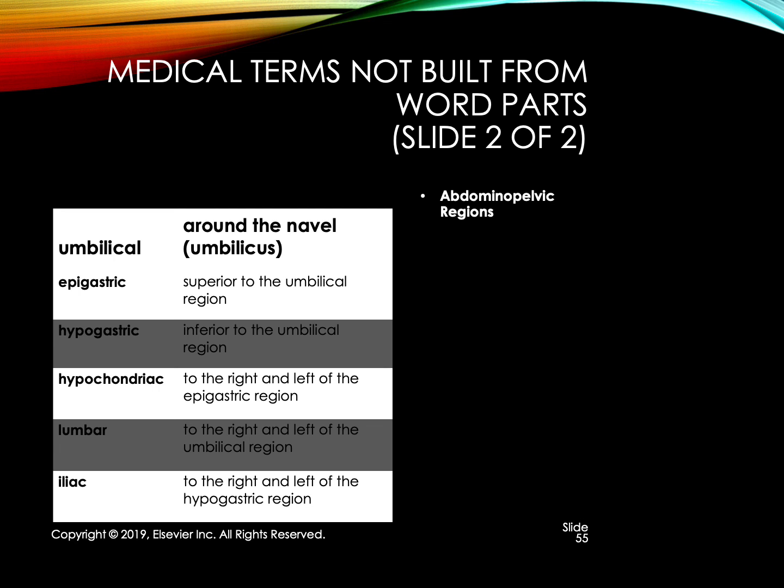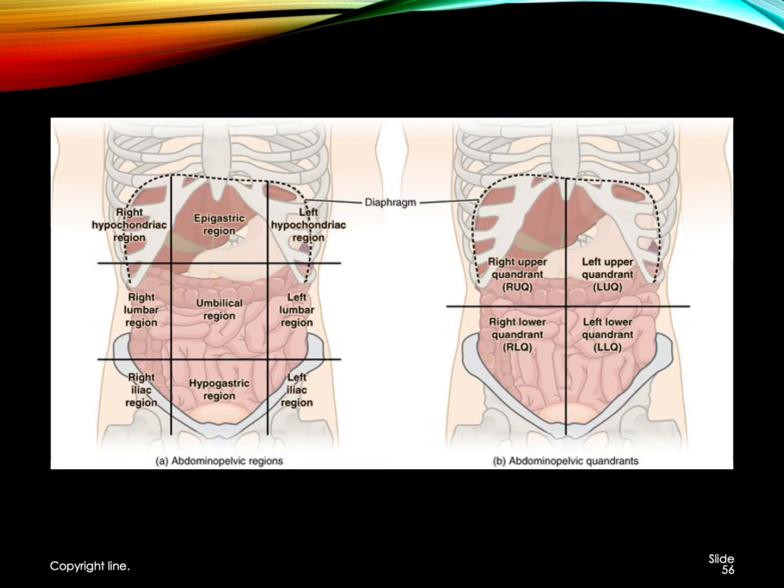Okay, we're getting the words. We're going to see the picture on the next slide, so hold on. The lumbar region is to the right and to the left of the umbilical region. And then the iliac regions, we have two of those, and they're to the right and the left of the hypogastric region. So let's look at what that looks like.